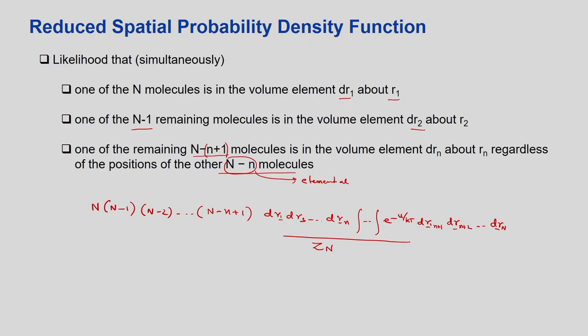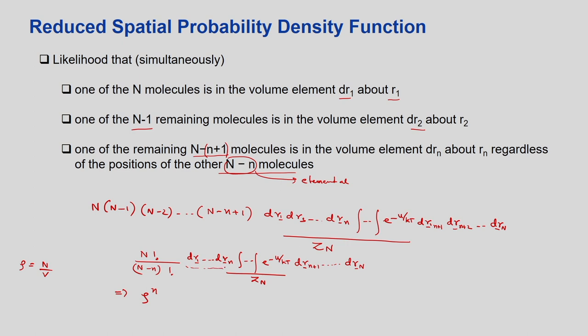So now let us write the prefactor term in terms of factorials. I can write it in this manner, n factorial by n minus n factorial. Then the remaining terms remain the same. The integral also remains the same, with drn by Zn. This is the expression. Now I can define rho as n by V. So I can write rho to the power of n, meaning n by V to the power of n, because I have already written dr1 here, I will write down this expression.